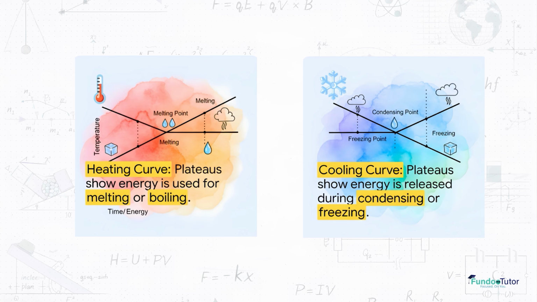That's where the magic happens. When you're heating something, say ice, the temperature stays flat while it melts because all the energy is going into changing the state from solid to liquid. The same thing happens when it boils. The cooling curve is just the exact opposite process, condensing and freezing.